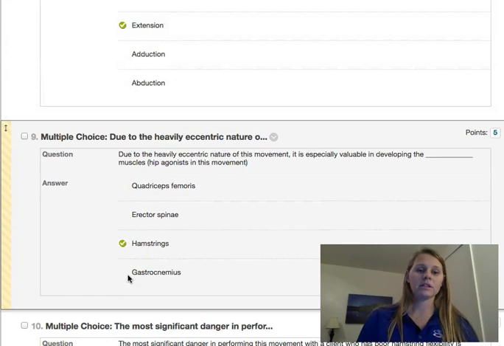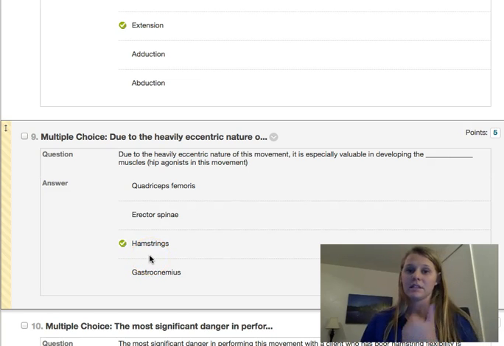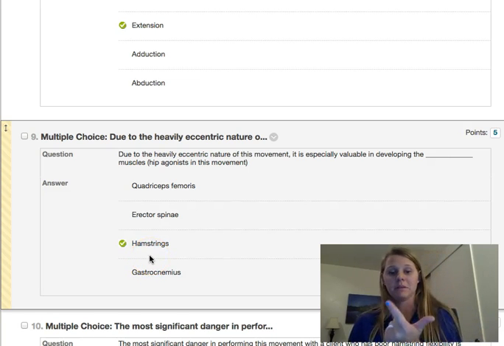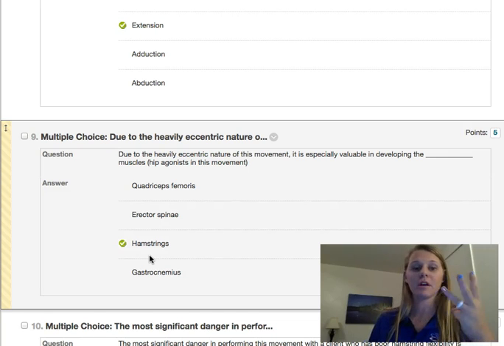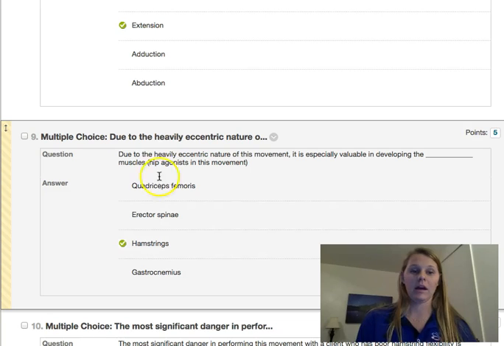Due to the heavily eccentric nature of this movement, she's elongating her muscles. The muscles she's specifically elongating, and that are especially valuable in developing during this movement, are the hamstrings. So that would be your semimembranosus, semitendinosus, and your biceps femoris. They are all hard to say, but all three of those are especially valuable in developing the hamstring muscles because they're hip agonists in this movement.